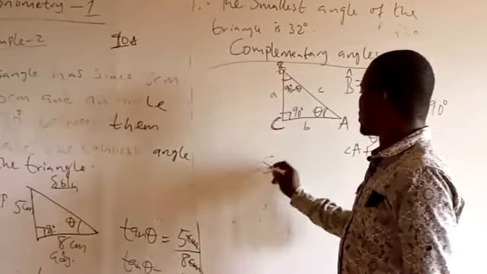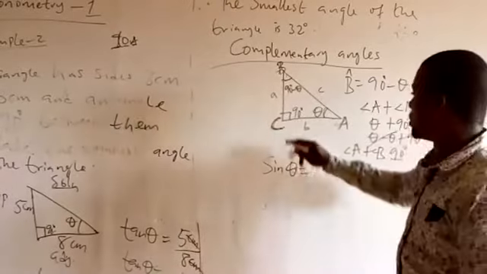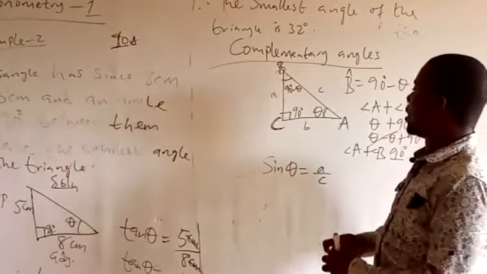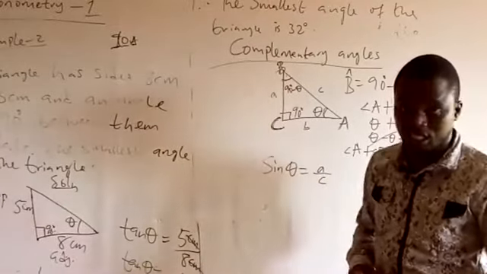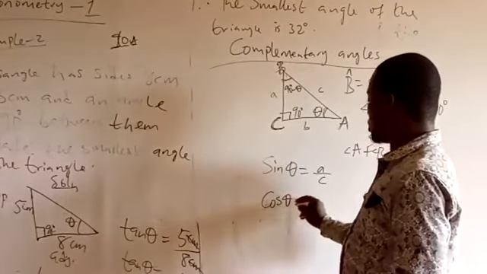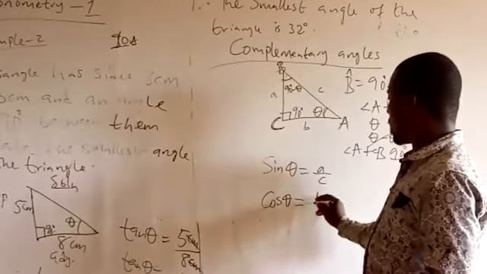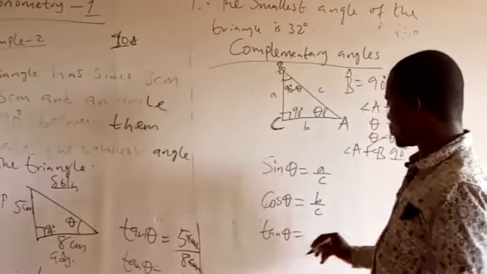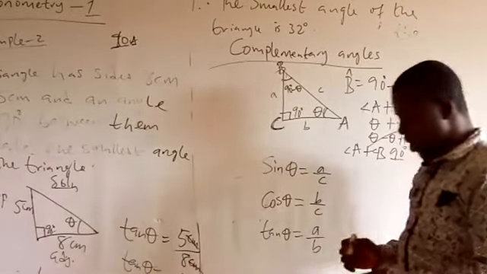Alright, so sine theta, for instance, is equal to opposite over hypotenuse. What is opposite there? We have A. What is hypotenuse there? It's C. I don't want to be using BC over AB. Let's just use the alphabet that I used to represent the side. So A over C. Now, cos theta equals, what is cos? Adjacent over what? Hypotenuse. Adjacent is what? B. And hypotenuse is what? C. Then of course, tan theta equals opposite over adjacent. Opposite is what? A. Adjacent is B.